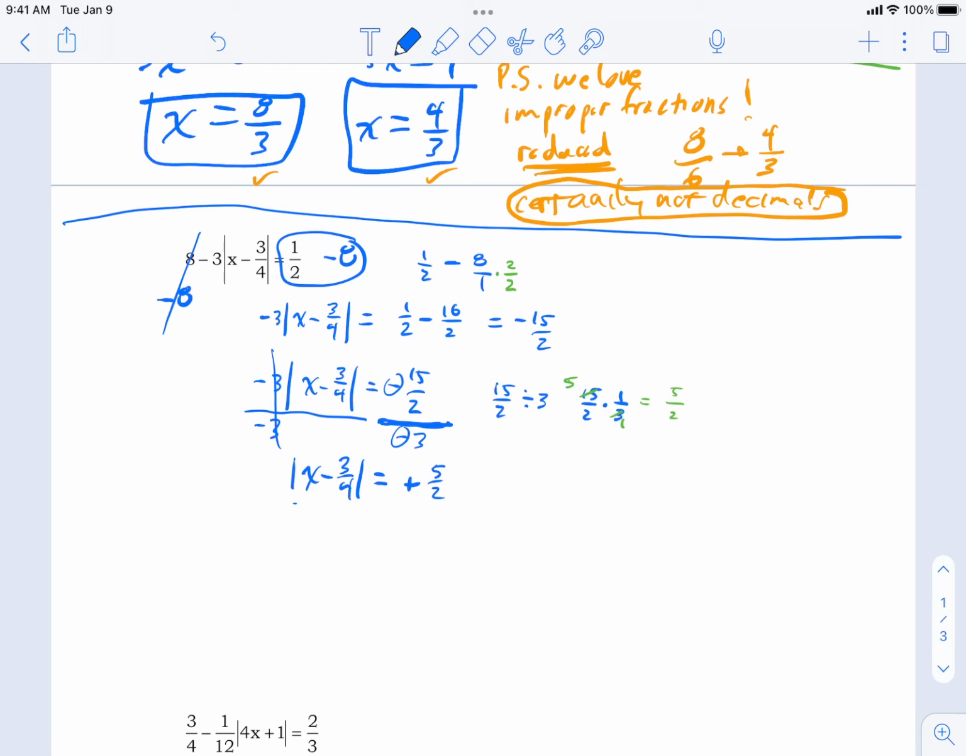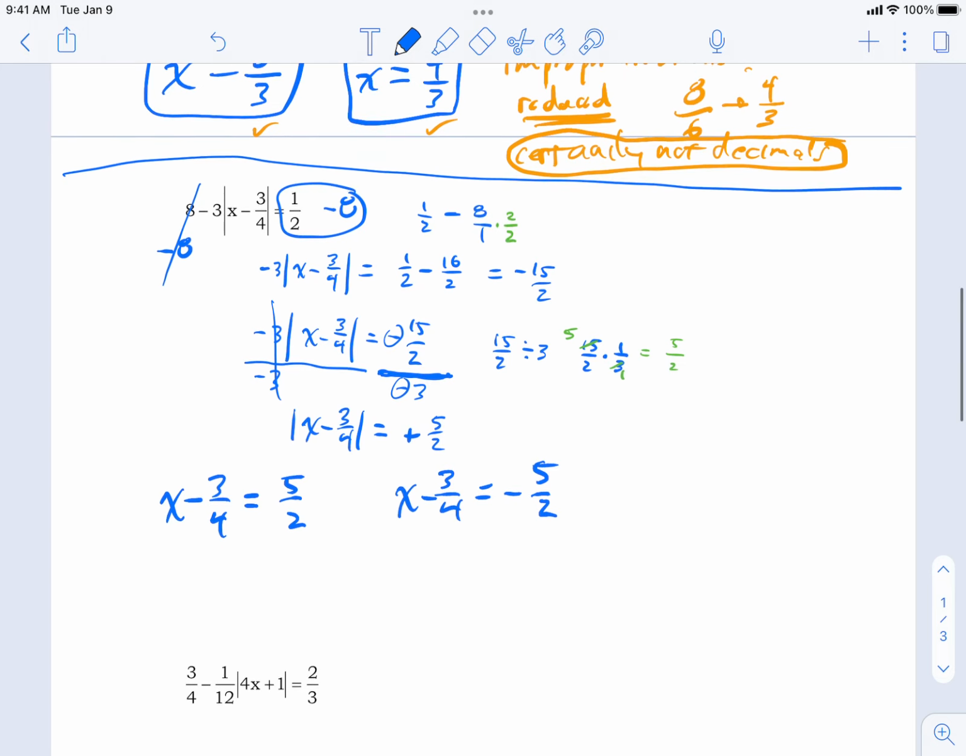Oh yeah, so we've got the absolute value isolated. That's good. So now we can say, okay, before I stripped off the sign, it could have been 5/2, but it could have been the negative of that as well. So my one equation is now two equations. x minus 3/4 could be 5/2, but on the other hand, x minus 3/4 could be negative 5/2. I've got two cases to worry about here.